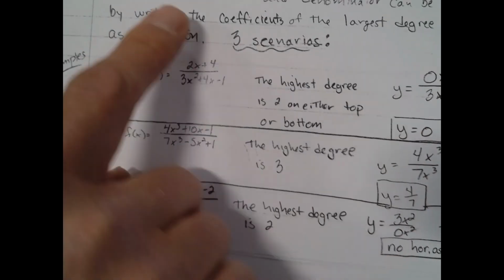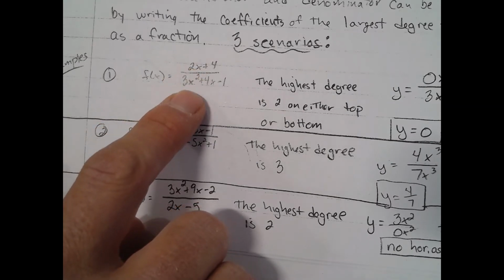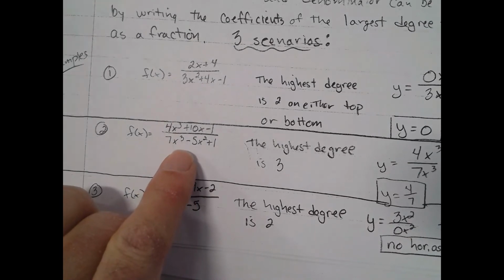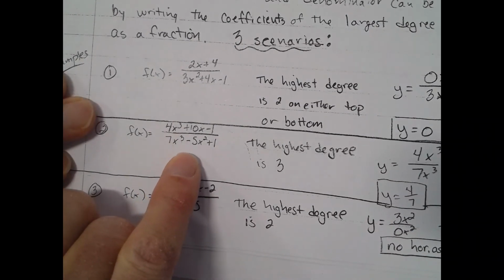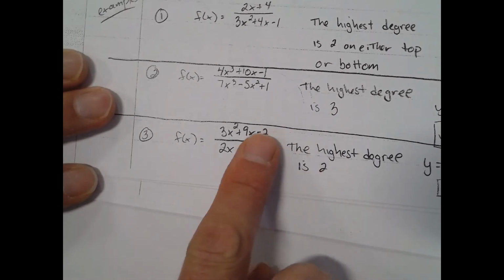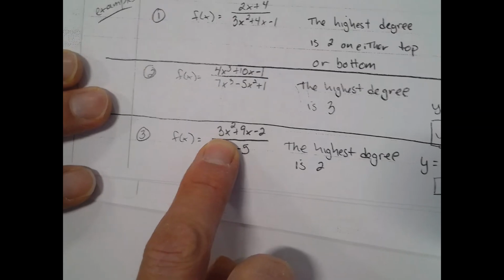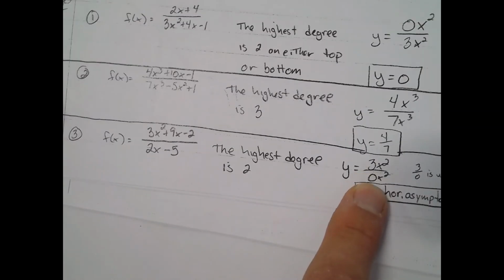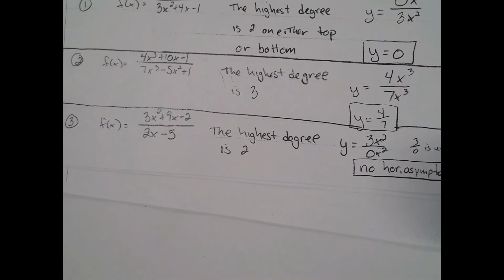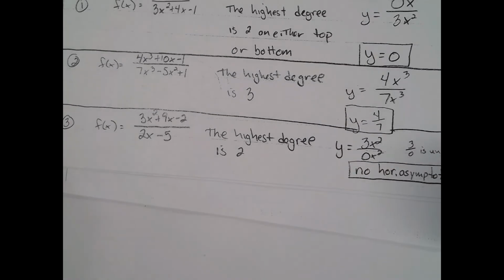So sometimes our degree is smaller on top, then it's always going to be y equals 0. Sometimes the degree is the same, then it's just the ratio of the coefficients. And sometimes our degree is bigger on top. Well, our x squared is the biggest degree term. I have 3 of them on top, and I have 0 of them on the bottom. Well, 3 divided by 0 is undefined, so there is no horizontal asymptote for that type of problem.